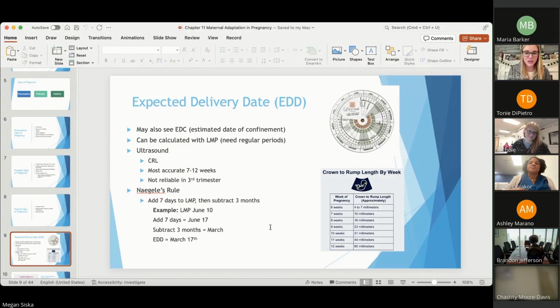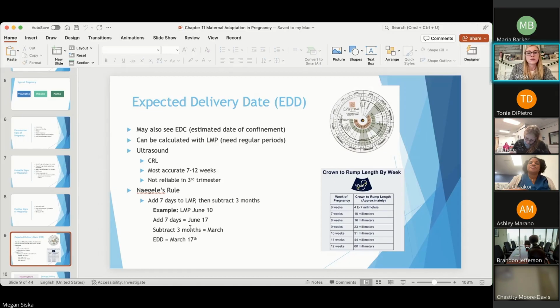Okay, another thing that we can use, we don't really, but you could use if you didn't have access to all these other things, is Nagel's rule. So what you would do is you would need to know the last menstrual period of that patient, and hopefully they have regular menstrual cycles. You would take the day that they give you. So my example here is if they tell you that the first day of their last period started on June 10th, you take that day and you add 7 days to it, which would take you to June 17th.